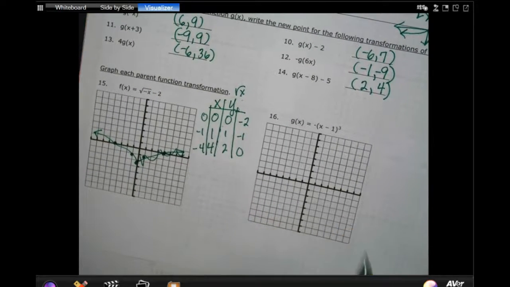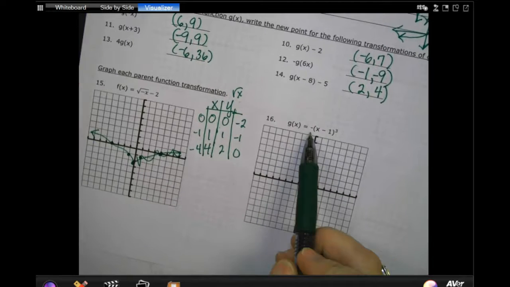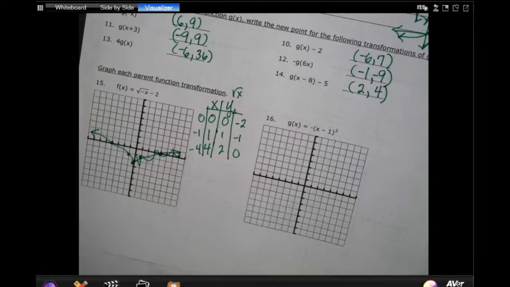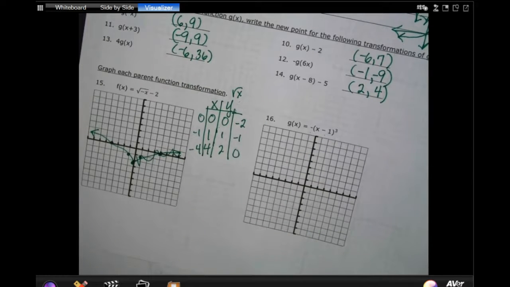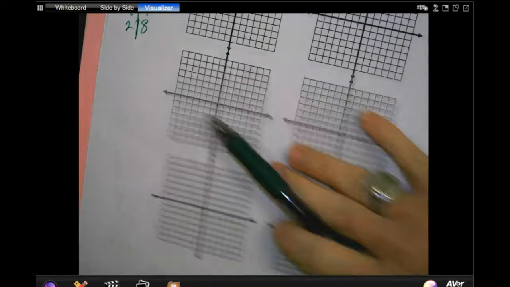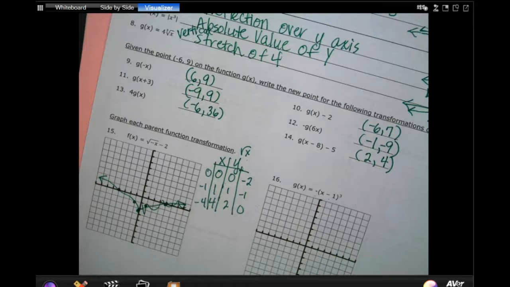So, number 16. What is the parent function? Cubic. The negative is going to go on the y column, and the -1 is going to be +1 on the x. So graph that. We already made a table over on the blank sheet of the x to the third. Graph that.